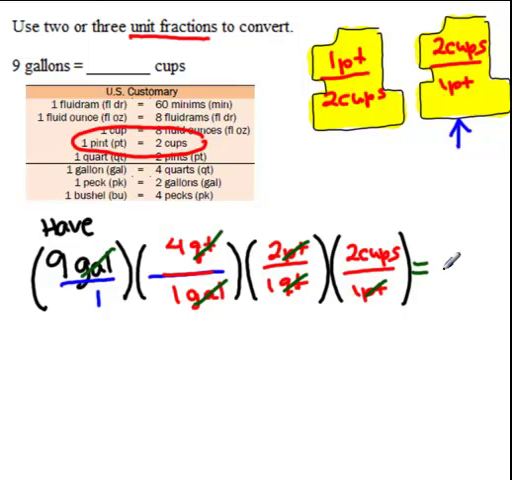At this point, all I need to do is do the multiplication, multiply straight across. I have 9 times 4 times 2 times 2, which is 144, over 1 times 1 times 1 times 1, which is 1. So that's just 144. And our units are cups. 9 gallons is equal to 144 cups.